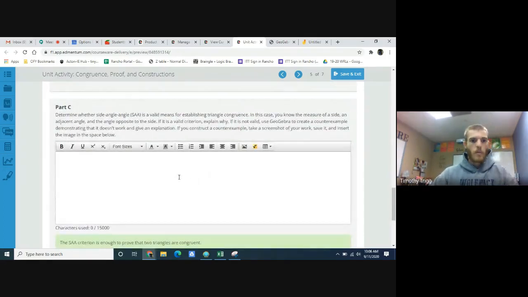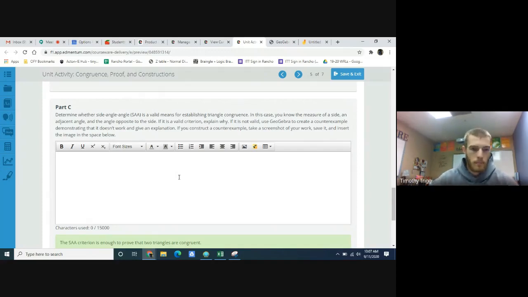Last one, determine whether side angle angle is a valid means for establishing triangle congruence. In this case, you know the measure of a side, an adjacent angle, and the angle opposite to that side. If it is a valid criterion, explain why. If it is not valid, use GeoGebra to create a counterexample demonstrating that it doesn't work and give an explanation. If you construct a counterexample, take a screenshot of your work, save it, and insert the image in the space below.